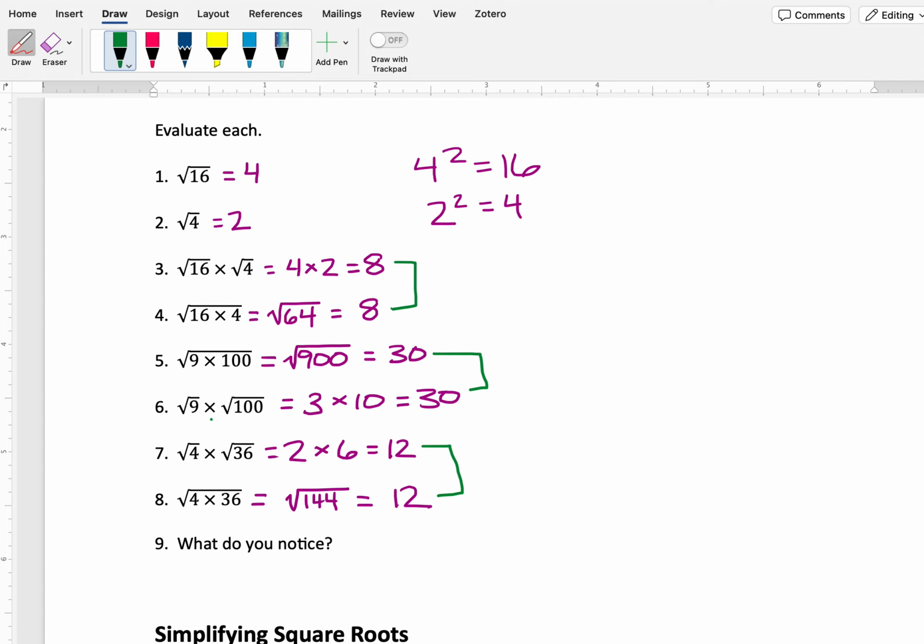And we saw 3 examples here, but you could also just generalize that and say, okay, I know that if I take the square root of A times the square root of B, I could also write that as square root of A times B.